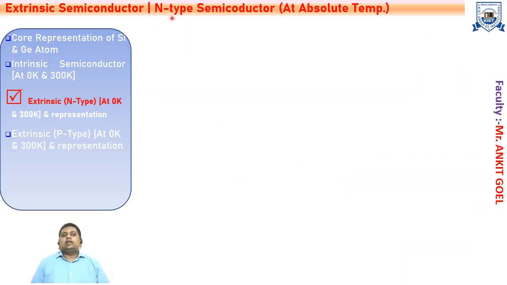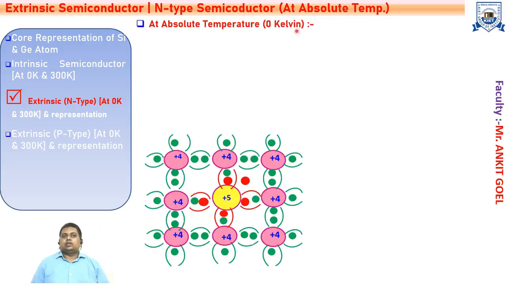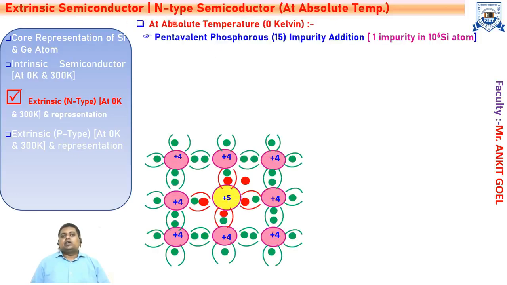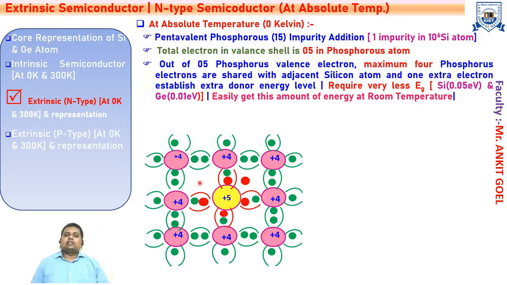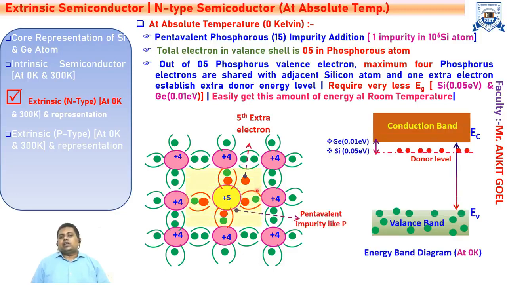Let's discuss the behavior of the N-type extrinsic semiconductor at absolute temperature. To make the N-type extrinsic semiconductor, the phosphorus atom is used as the doping material. This phosphorus is a pentavalent impurity. The doping is done in such a way that for every 10⁶ silicon atoms, we add 1 phosphorus impurity. As soon as the phosphorus impurity is added into the silicon structure, it is surrounded by silicon atoms. Every phosphorus atom has 5 valence electrons in its orbit, out of which a maximum of 4 electrons will be shared with the adjacent silicon atoms, leaving behind the 5th electron. This 5th electron is going to contribute to the conductivity significantly.